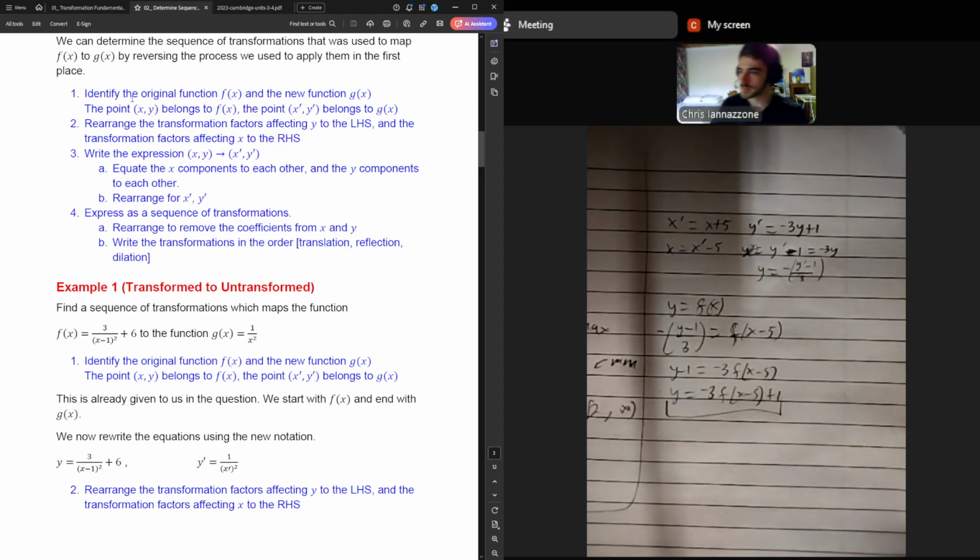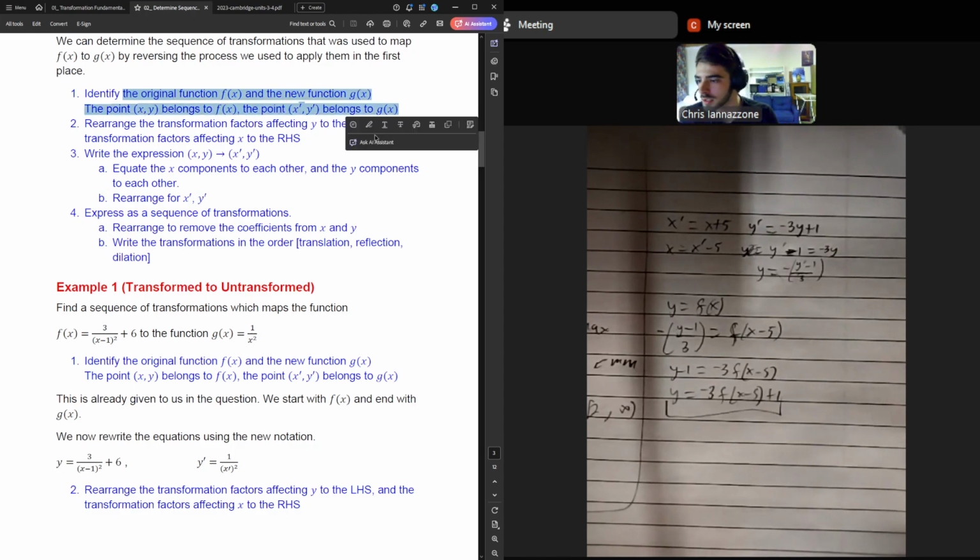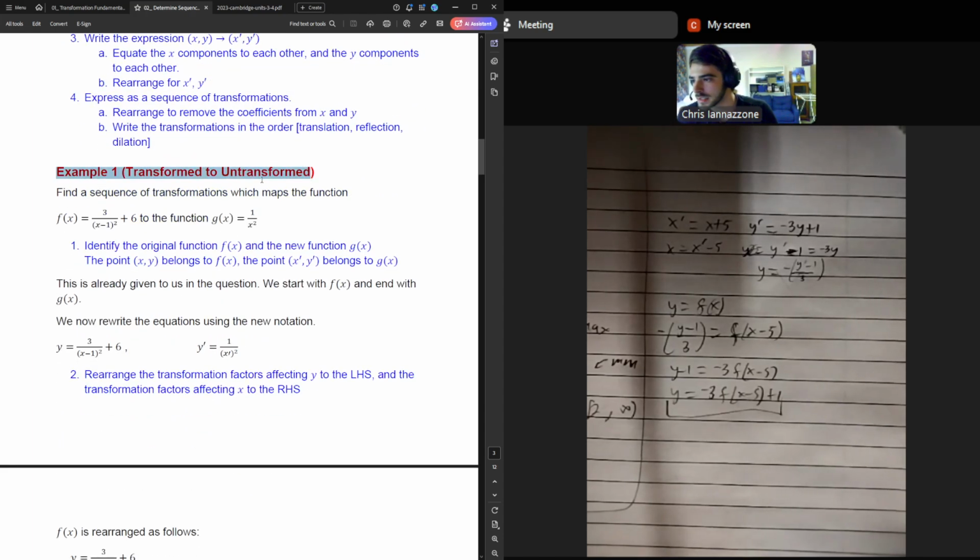So starting off with step 1 here, we've got to figure out what is our original function and what is the new function. So basically, where are we starting and where are we going? In this example here, we are starting at f of x and we're going to g of x. So that's the kind of wording you might expect. Find a sequence of transformations which maps a function f to the function g, going from f to g. So we're starting at f, going to g.